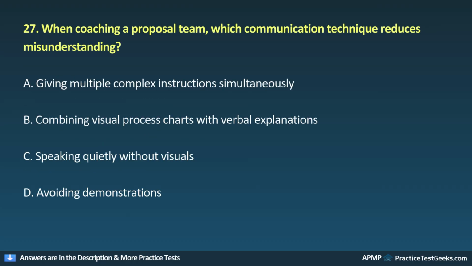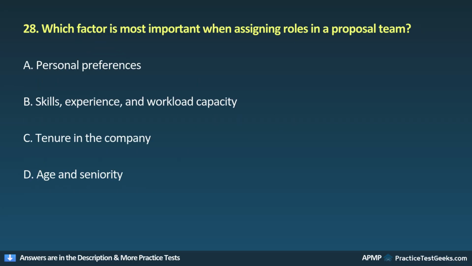27. When coaching a proposal team, which communication technique reduces misunderstanding? A. Giving multiple complex instructions simultaneously. B. Combining visual process charts with verbal explanations. C. Speaking quietly without visuals. D. Avoiding demonstrations.